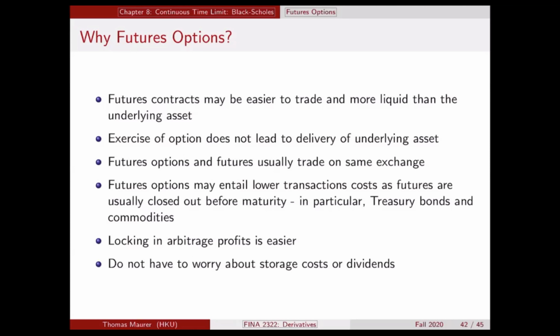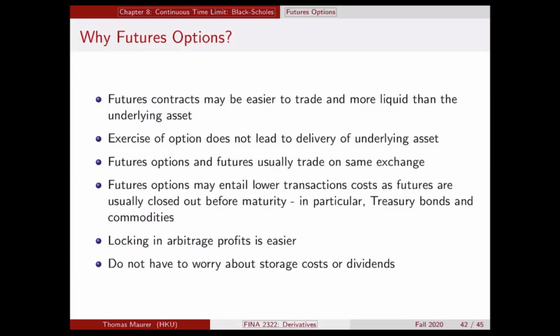For example, on Chicago Mercantile Exchange or some other commodity futures exchange. Then exercising an option which is written on an underlying may lead to actual physical delivery of that underlying asset, and that may not be desirable. And so if you have an option written on a futures, then delivering a futures is something which is easy, and it again doesn't come with transaction costs.